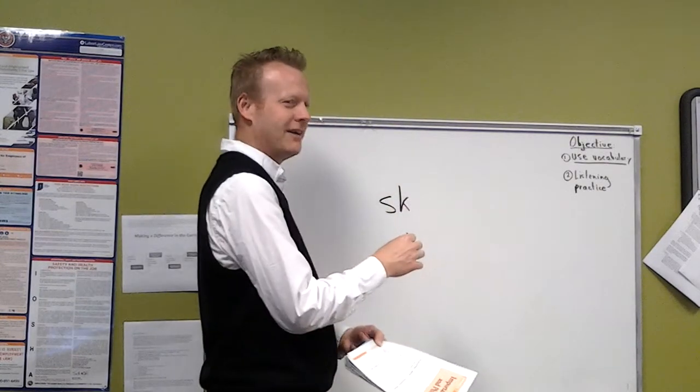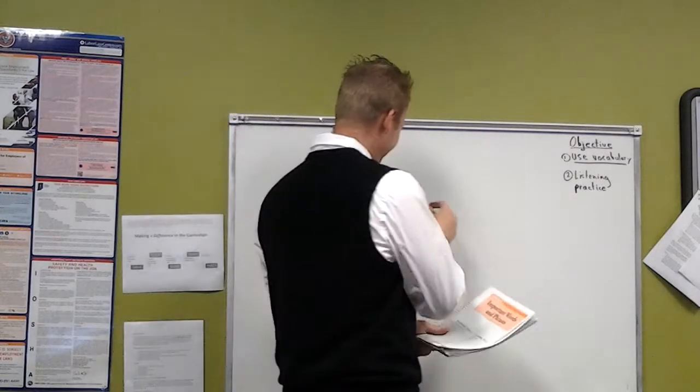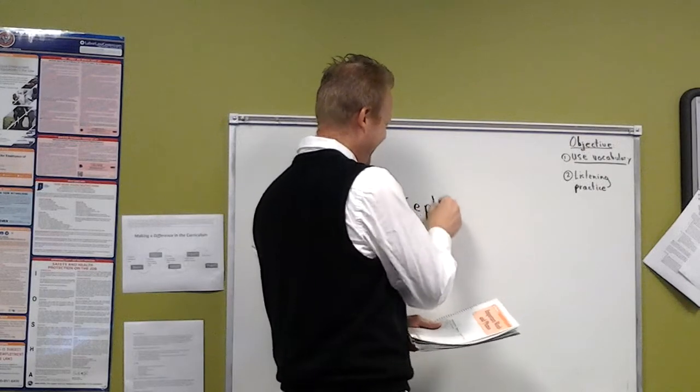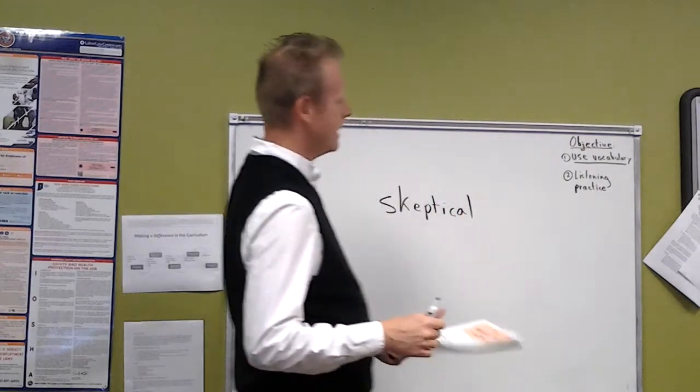Let's add ABL to everything and see what happens. It's Joshable. It's Turkishable. Skeptical. There it is. That's the adjective form.